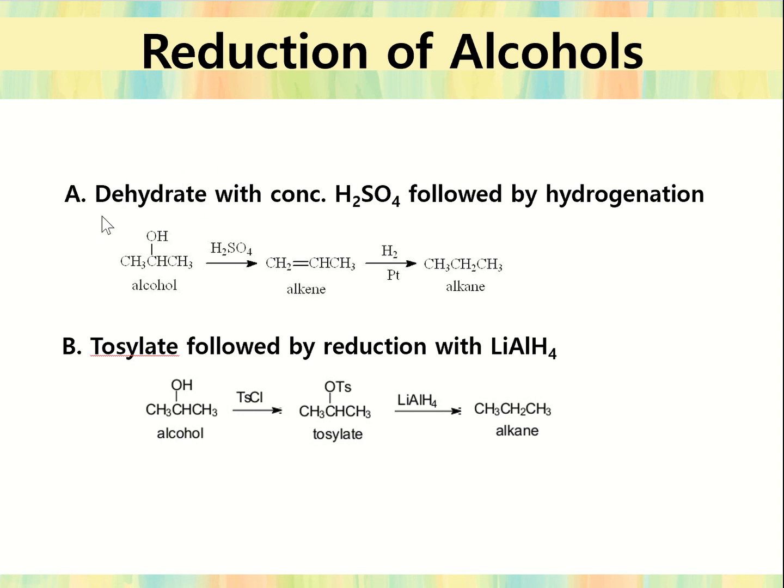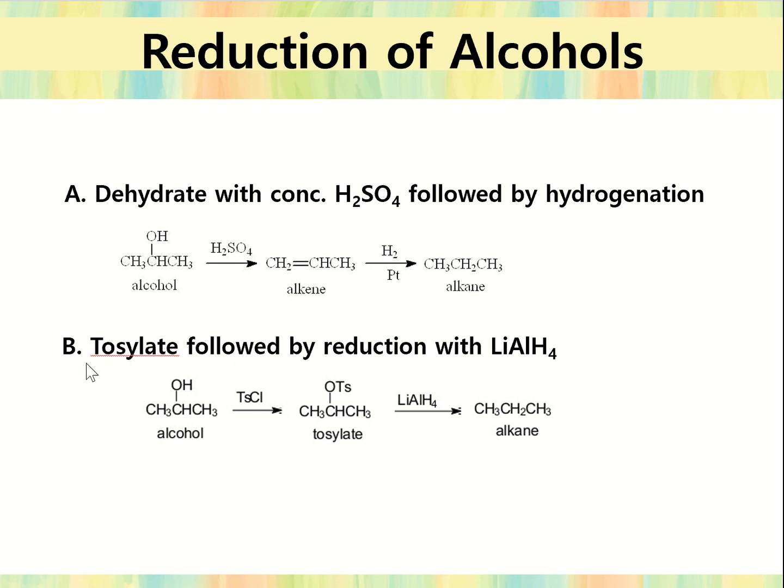So first is, A, dehydrate with concentrated sulfuric acid followed by hydrogenation to form an alkane. So we know this reaction already, right? The alcohol is protonated, it leaves, and then we have an elimination reaction essentially to form our alkene, and the alkene, in the presence of hydrogen and a metal catalyst, we end up with an alkane.